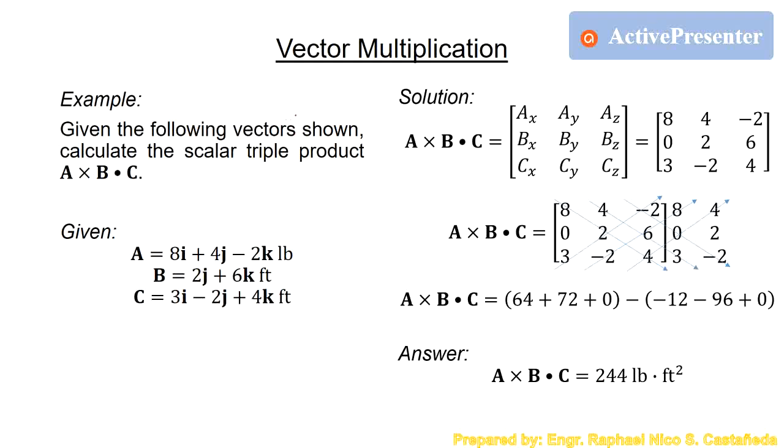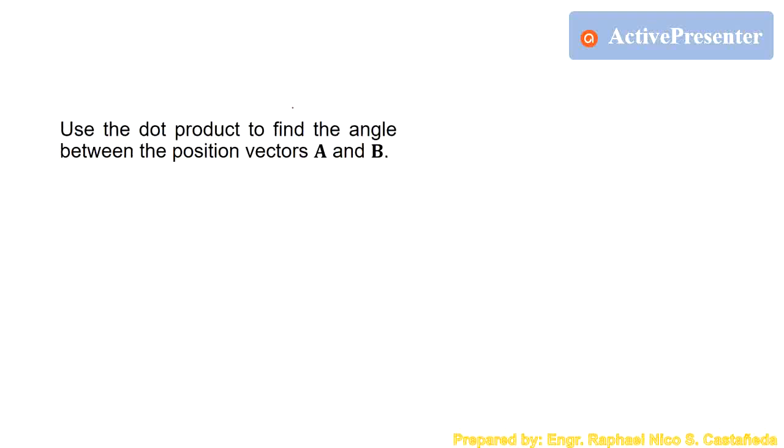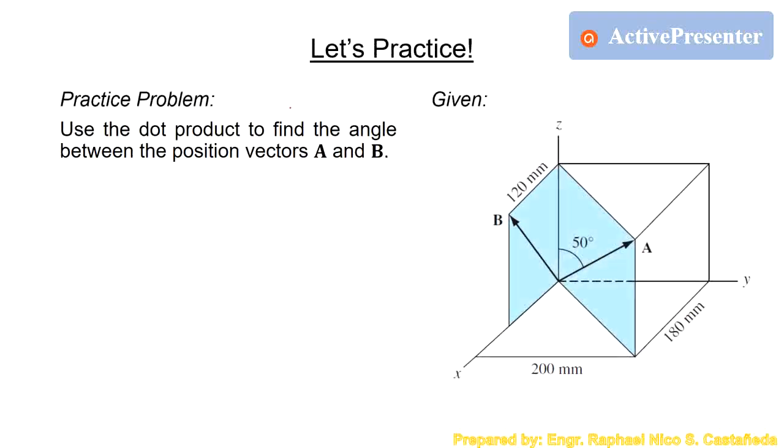So that's how you calculate the scalar triple product, performing a combination of cross product and dot product. Let's have a practice problem. You can pause after you look at the problem. Try to solve the problem first on your own, then you can play it back if you already have the answer.